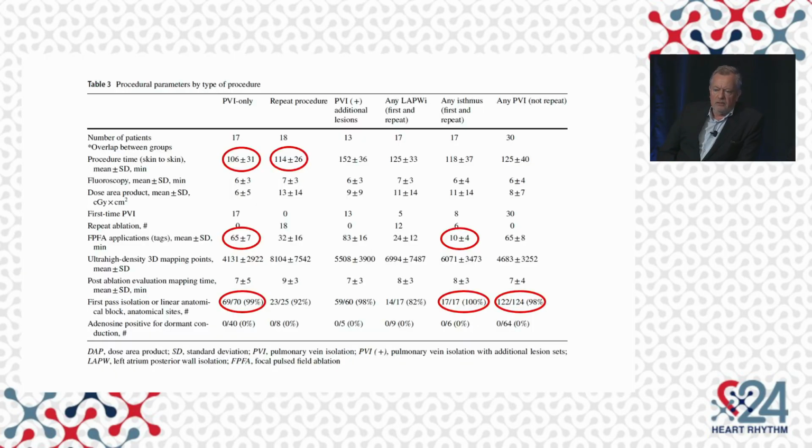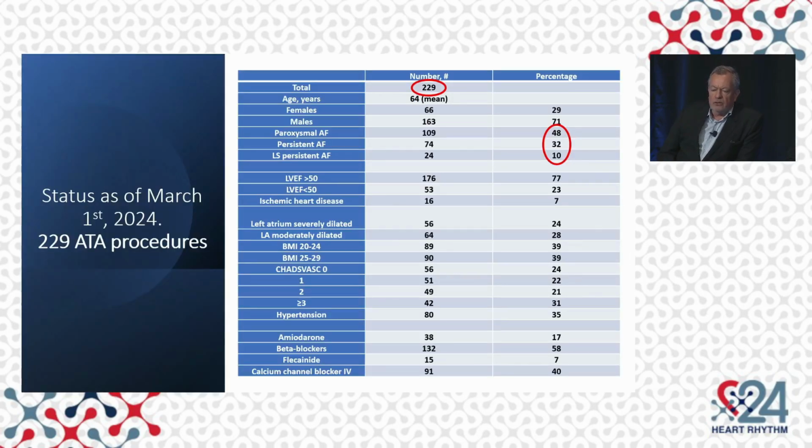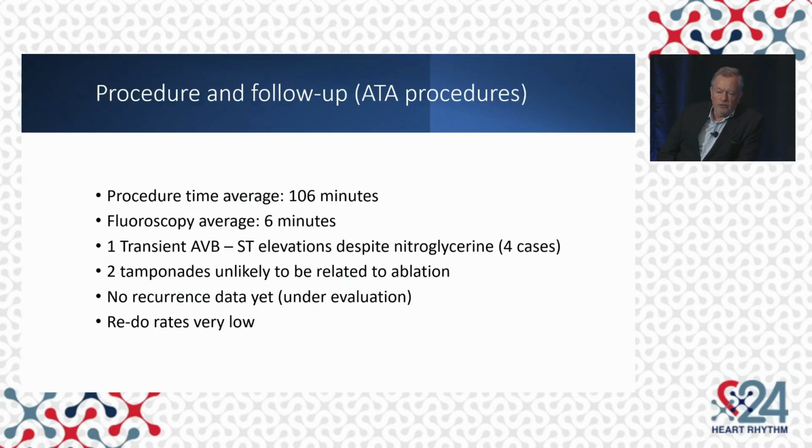These are the summary data of the acute procedural results. Of note, at the bottom of the table, you see first-pass isolation in 99% of PVIs, 100% of any isthmus targeted with this method, and overall 98% first-pass effect of ablation. We have since gone on to do 229 atrial tachyarrhythmia procedures, including complex redos of atypical flutters, with an average procedure time of 106 minutes.